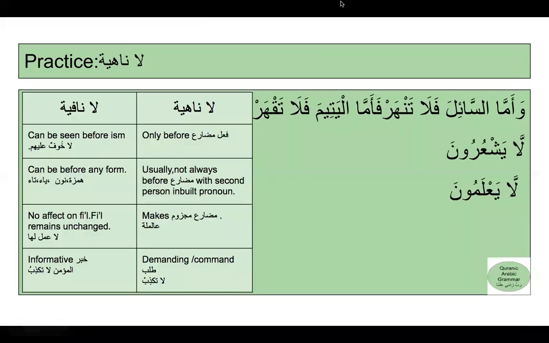Okay. Now, I told you about la nahya. Where do we see la nahya? In which list? Is this one of the huruf jazima or nasiba? Where is this la coming from? La nahya is jazima. You see it in huruf jazima. So do you see any la nahya here in these verses?